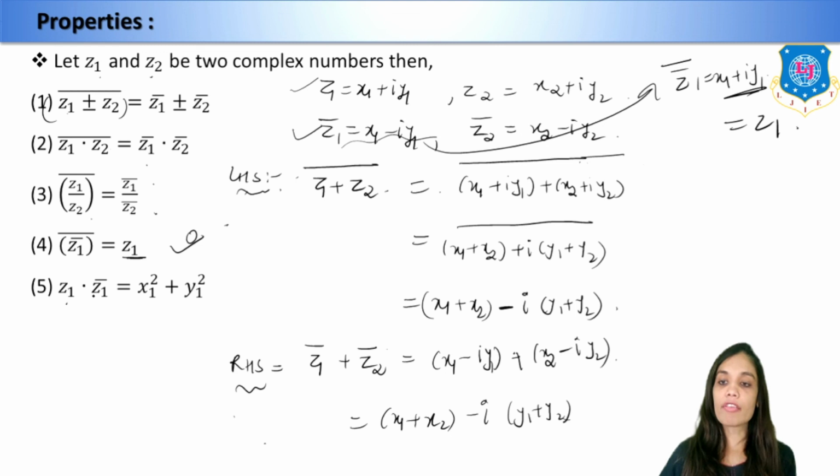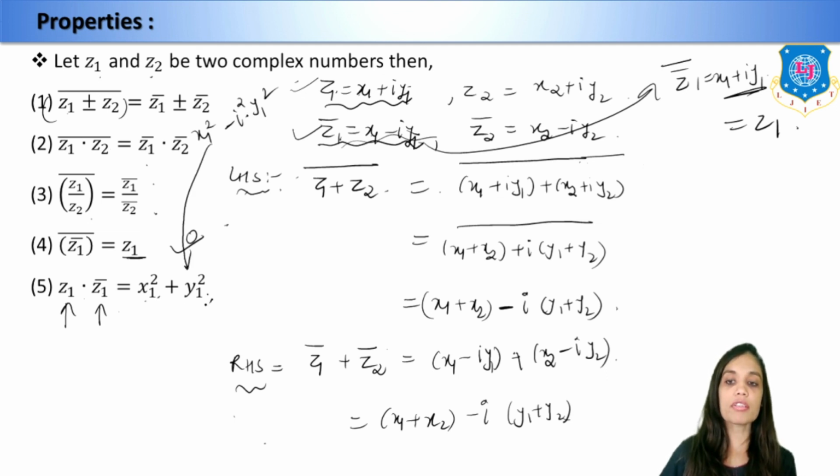And last, z1 into z1 bar, that is a complex number and its conjugate. If we multiply these two, the answer will be x1 square plus y1 square. You can see from here, if I multiply z1 and z1 bar and apply the formula of a plus b and a minus b, it will be x1 square minus i square y1 square. But our i square is minus 1. So you can see it will be x1 square plus y1 square.